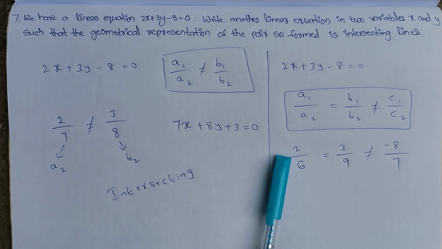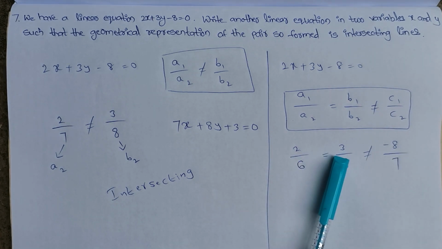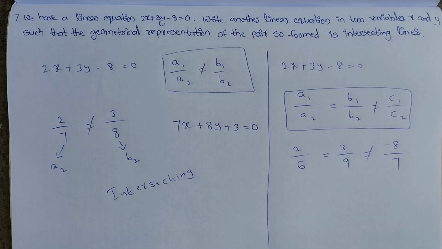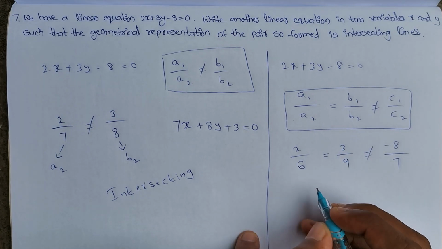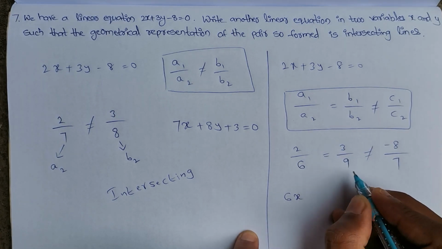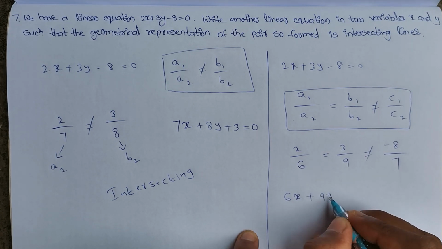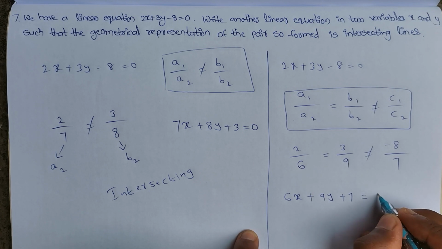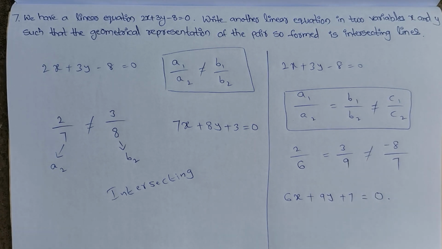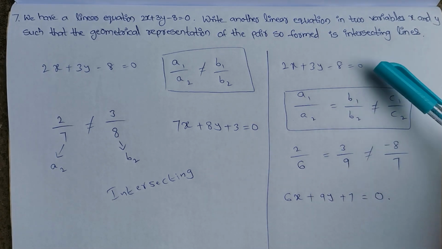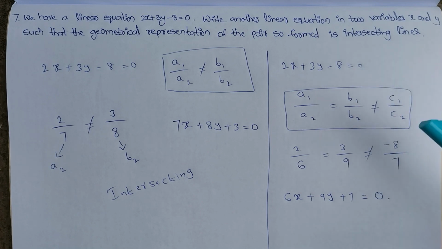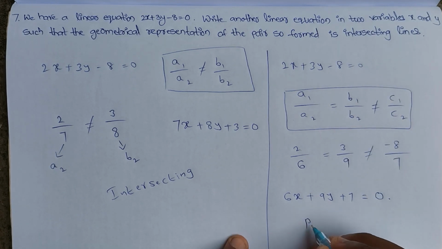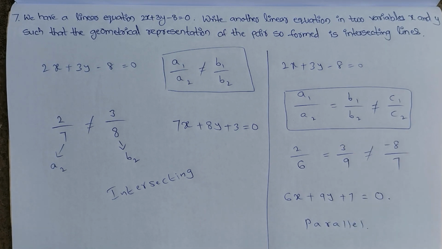Here I multiplied with 3. Here also we need to multiply with 3 only. So 3 into 3, 9. Now here 6 I wrote, so 6x. Here 9 I wrote, so plus 9y. Here 7 I wrote, plus or minus 7, which is equals to 0. So now these two equations will form parallel lines. With the same concept you can write for coincident lines also.